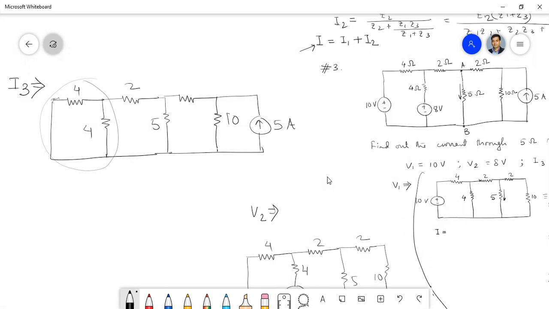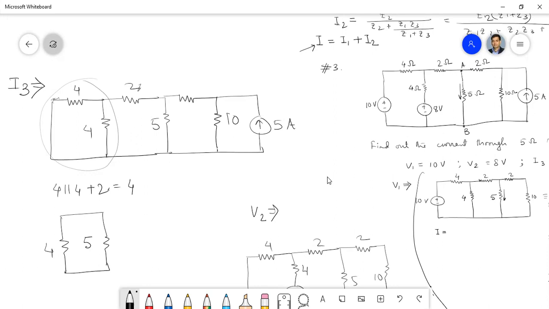2 and 4 ohm in parallel. That means 2 ohm, 4 parallel 4 plus 2. So this 2 is this. So 4 plus 4 parallel plus 2. That means ultimately 4. So 4 is there, and here only 4 ohm is there in parallel to 5.